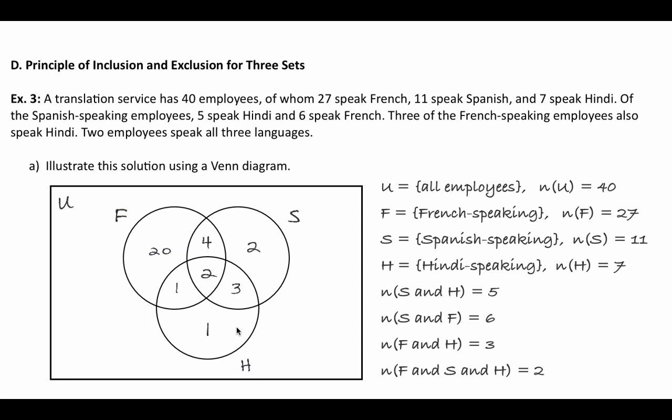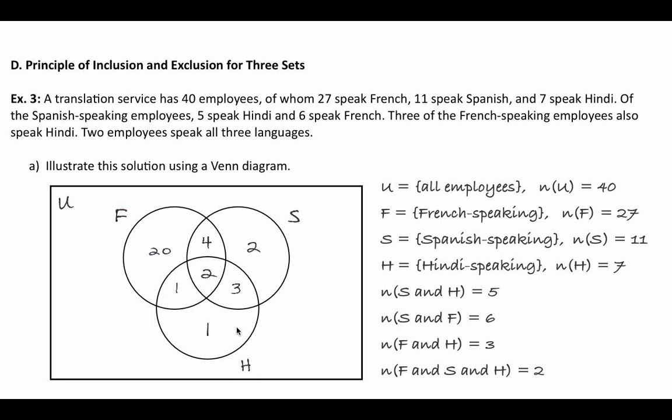Well, we may want to figure out how many employees are maybe speaking something completely different than those 3. But we're going to have to either add up all the values that we see or use a formula, and then what we can do is we can place a number inside the rectangle, but still outside of those 3 sets. So let's take a look then.